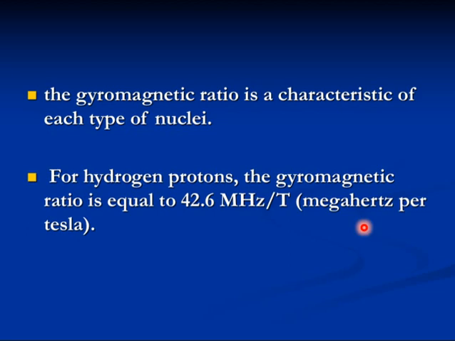So the gyromagnetic ratio is characteristic of each type of nuclei. 42.6 is characteristic for hydrogen. Other elements have another precession frequency. Every element has its own. Good? So, 42.6 per 1 Tesla. Per 2 Tesla, you multiply it by 2. Per 3 Tesla, you multiply it by 3. And so on. Good.